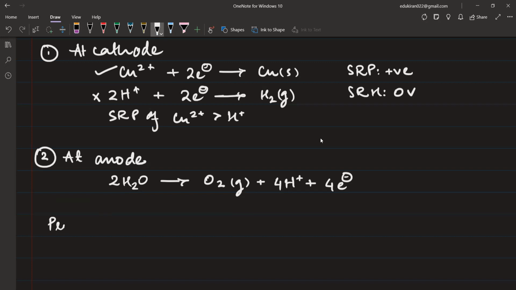Now the products of electrolysis are going to be, at cathode we are getting copper, solid copper, and we are getting O2 at the anode. These are the products of the electrolysis.